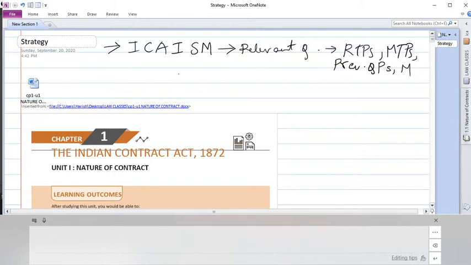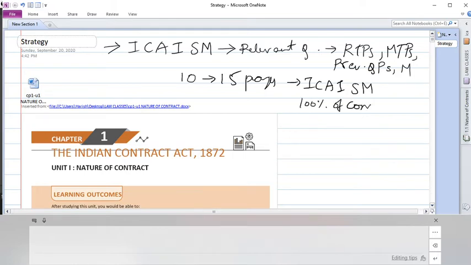The pattern of coverage is that our target would be to cover 10 to 15 pages of the ICAI study material. In the class, this would be our task or target to complete. And as I told you, at Shastra, our aim is always to complete 100% of the concepts. 100% coverage of concepts is our assurance, and for all the relevant questions, I request you to put in a little effort.